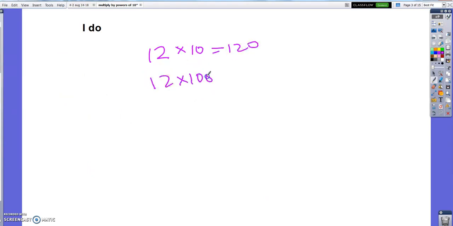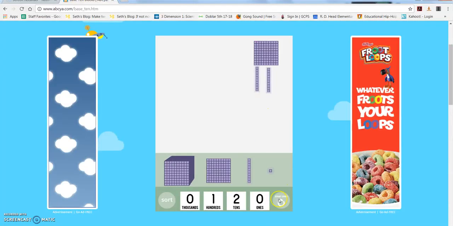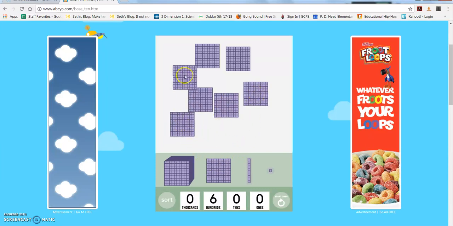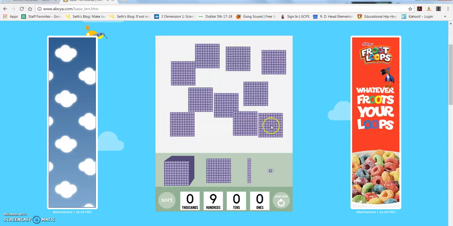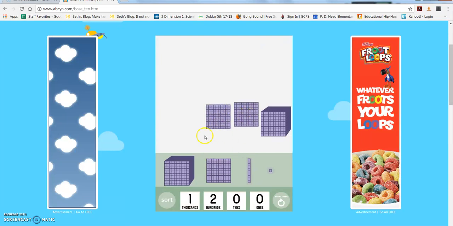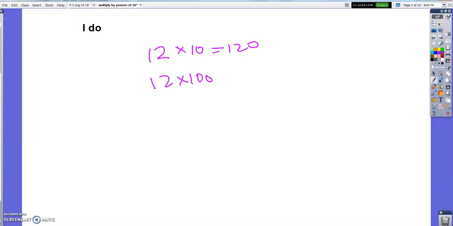12 times 100. If I redo that same thing with hundreds, 1, 2, 3, 4, 5, 6, 7, 8, 9. Here we go. Here's my 10th one. It's going to regroup them because I'm out of hundreds places. 11, 12. There's my 12. And there's my 2 zeros from 100. So 12 times 100 equals 1,200.